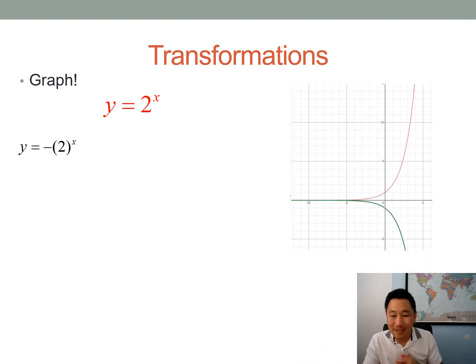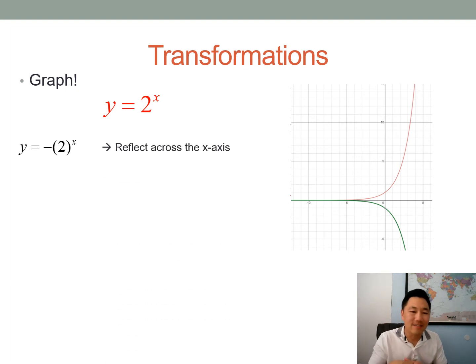Here's what it looks like. It's in green. It now goes down. So the way you say that is that our graph is reflected across the y-axis. So it's reflected across the y-axis.